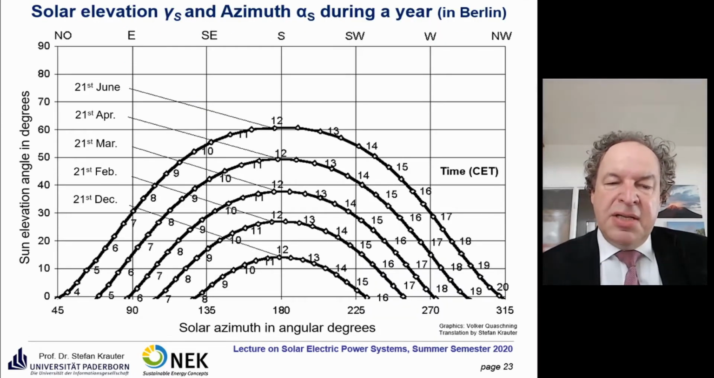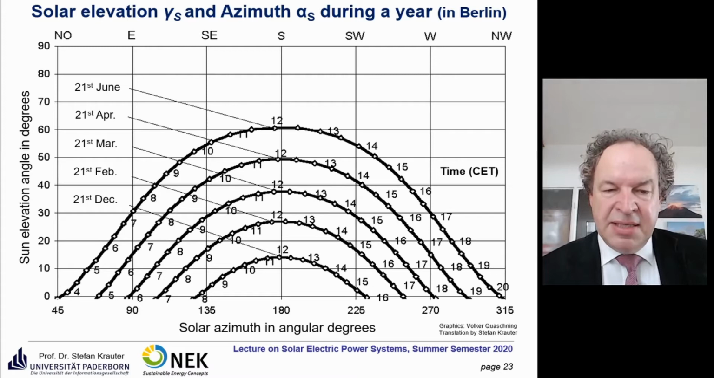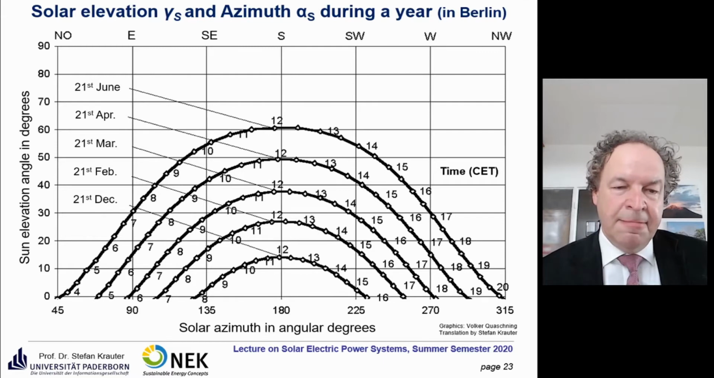Here we see not only the seasonal change, but also the course of the sun during daytime. So we have a solar azimuth of 180 degrees in the middle. That's equivalent to the southerly direction you see on the upper part. So S means south, SE means southeast. If you go more towards left, it's east and northeast.